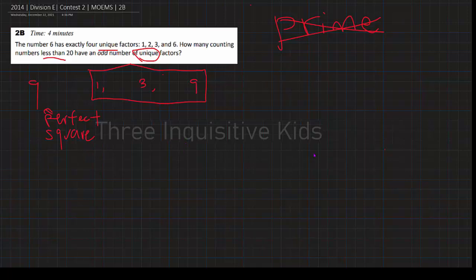Now, which of the perfect squares are less than 20? There's 1, there's 4, there's 9, and there's 16. The next one, 25, is over 20, so that would not count. So the answer is 4 numbers. 4 numbers less than 20 have an odd number of unique factors.